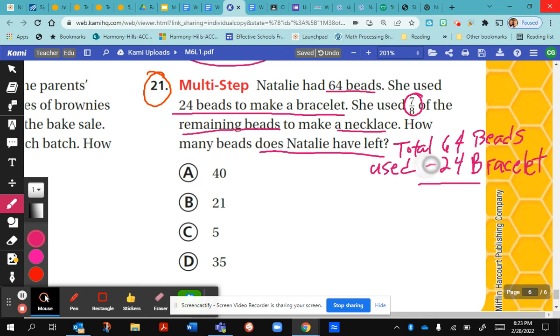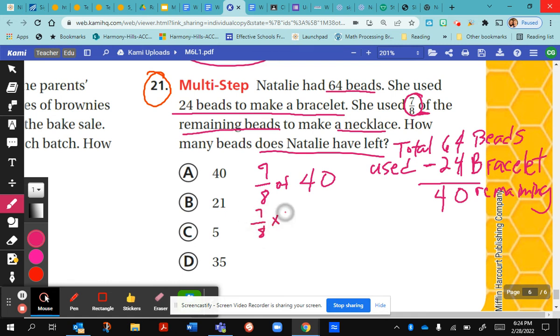So how much does she have left? Now I'm going to take the difference, and 4 minus 4 is 0, 6 minus 2 is 4. So this is what she has left. Now she used 7/8. I'm going to write my equation. She used 7/8 of the remaining, so of 40. Remember we said that of is the same thing as multiplication, so it's 7/8 times 40.